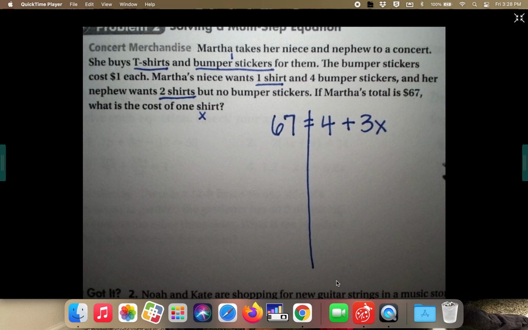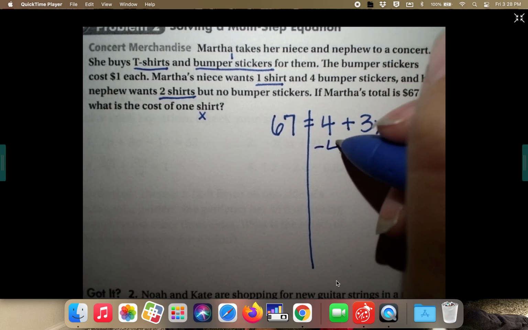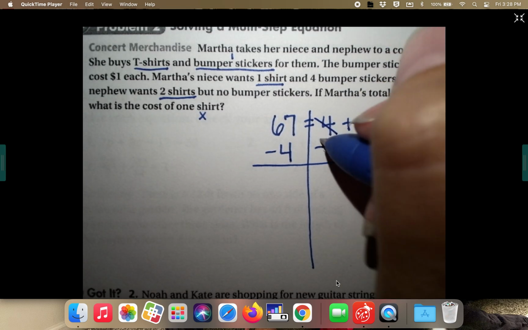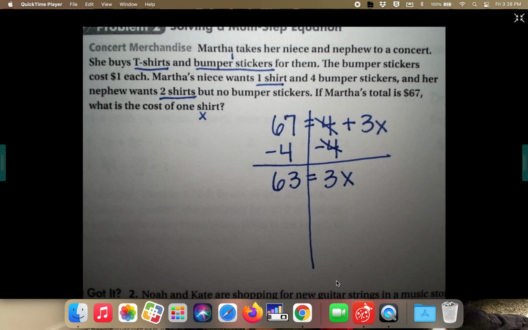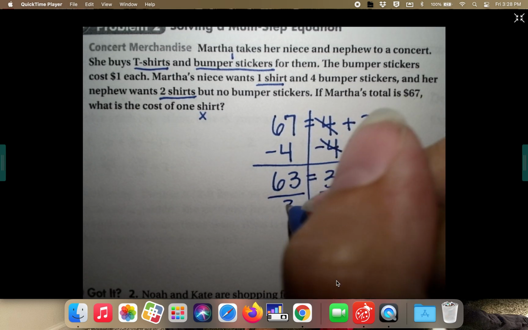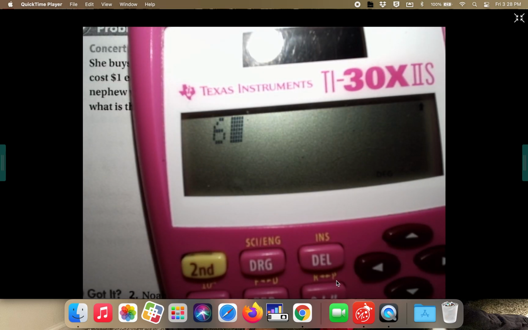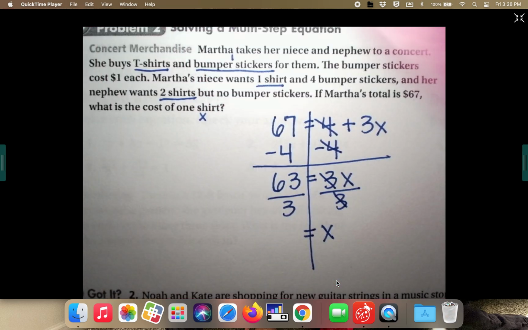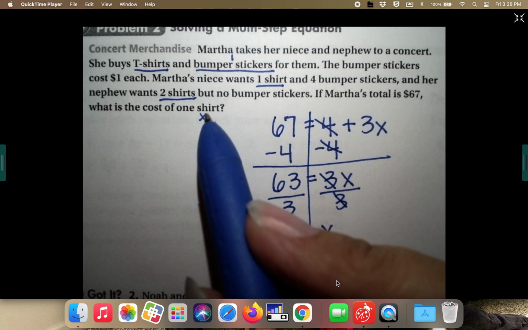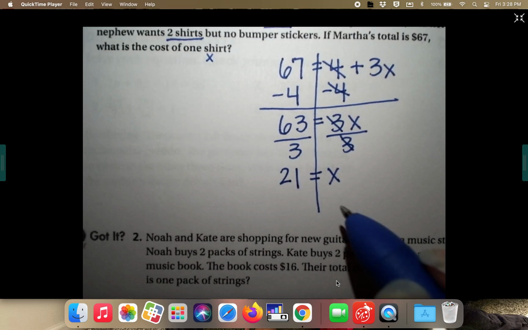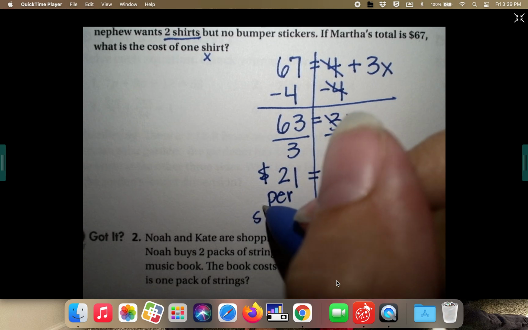This is a basic 2-step equation now that I've set it up that way. 4 is being added. I'm going to subtract 4 first on both sides. And then I'm going to see that 3 is being multiplied by x, so I'm going to divide by that 3 on both sides so that I can get x. 63 divided by 3 is 21. And remember what we were trying to solve? What does x represent? It represents the cost of 1 shirt. So $21 per shirt.